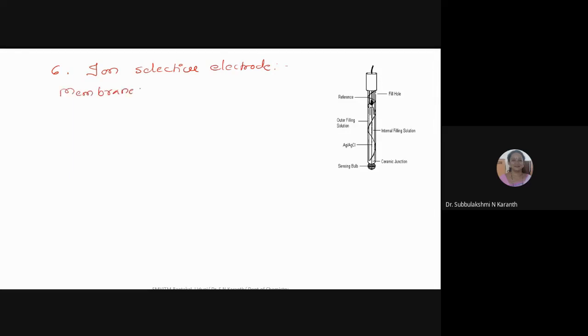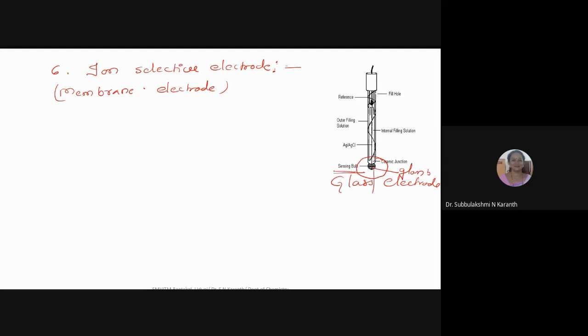Also called as membrane electrode. Metal ion selective electrode is called as membrane electrode. See, the good example for membrane electrode is the glass electrode. You can observe a bulb. This is what we call a glass bulb, the sensing bulb.